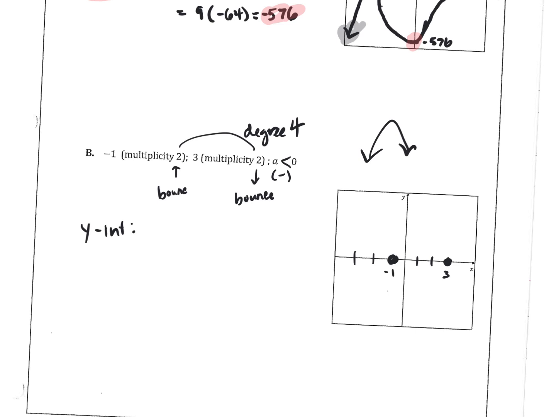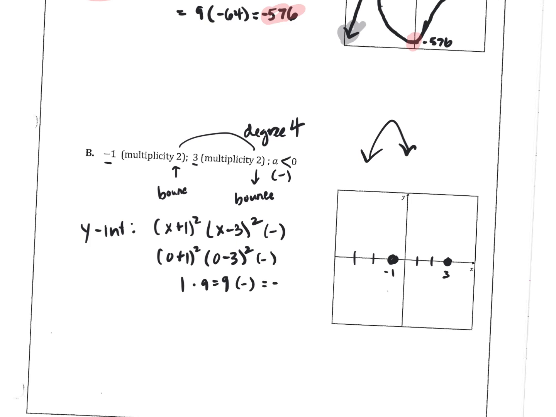So its y-intercept, we're going to have x plus 1 squared, x minus 3 squared, that comes from here and here, going into our factored form. The squared is the multiplicity, so we're going to plug in 0. 0 plus 1 squared, 0 minus 3 squared, so this is 1 times 9, so it's at 9. Oh, but a is negative, so we've got to multiply this by a negative. So it's at negative 9.